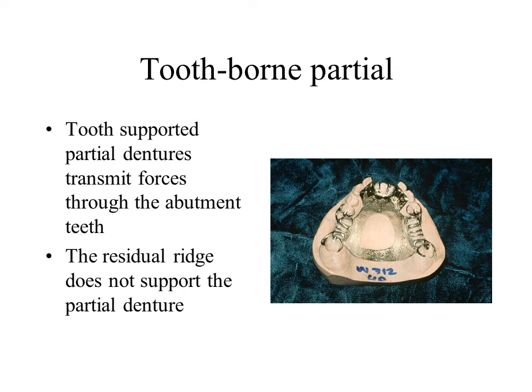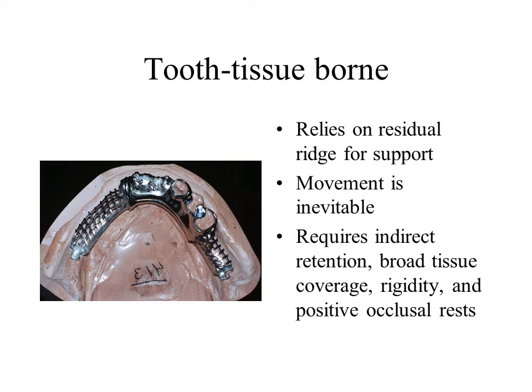The tooth-borne partial relies on abutment support, with minimal support from the residual ridge. Unlike the tooth-borne partial, the distal extension denture does not have total tooth support. It is dependent on the residual ridge. Movement of the partial denture is inevitable. Support is obtained with widely spaced rests, broad tissue coverage, rigid components and indirect retention.